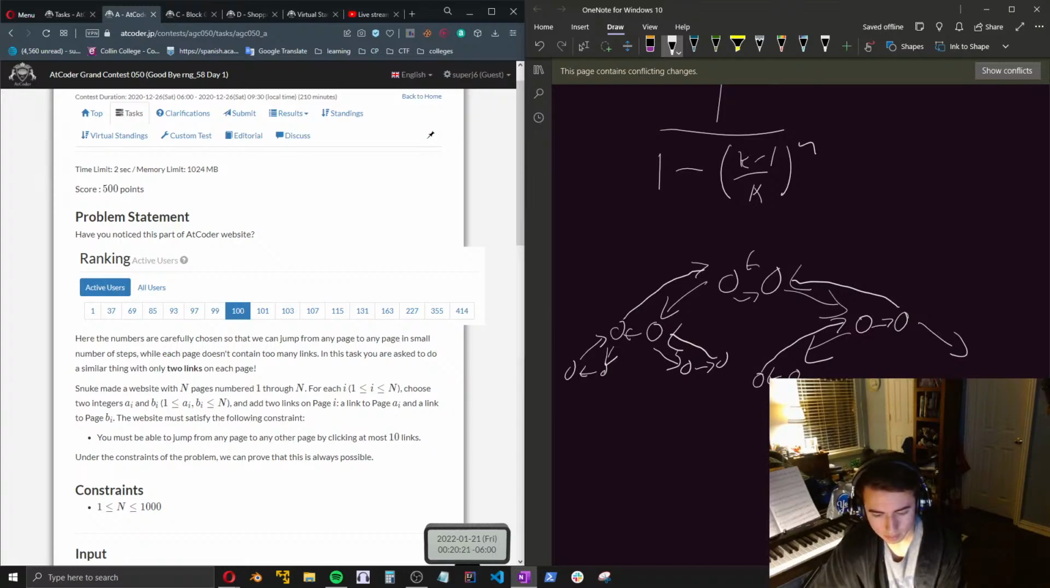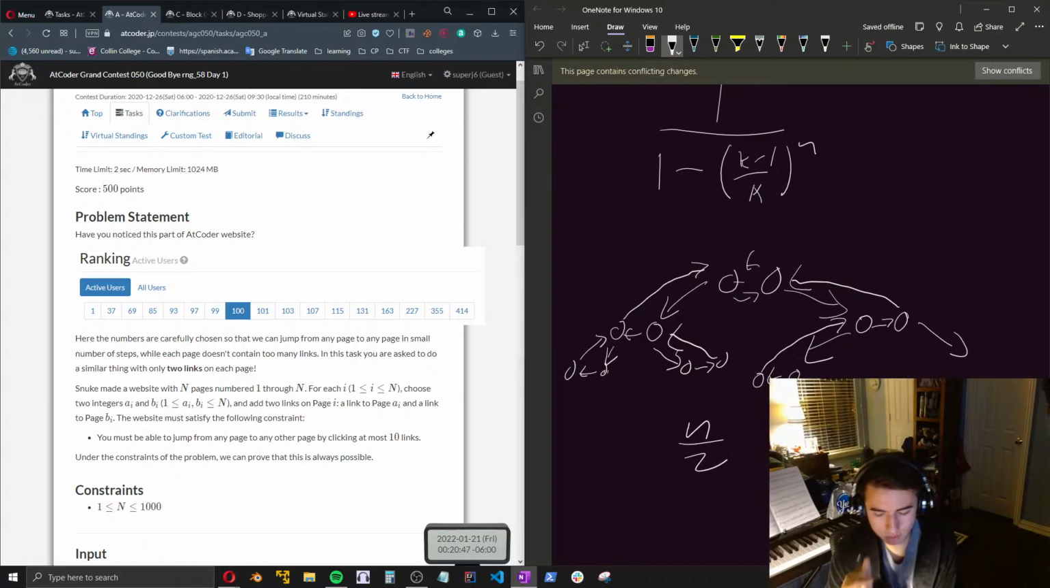Let's think about first the height of this tree. Well, the worst height is like if you go from here to... you go down a level plus 1, down a level plus 1. How many levels are there?